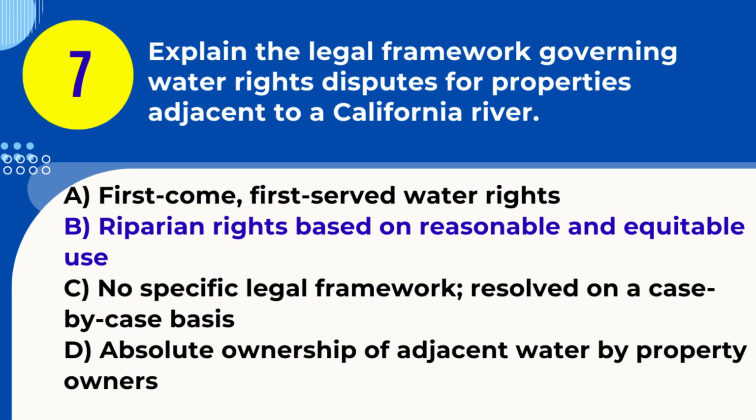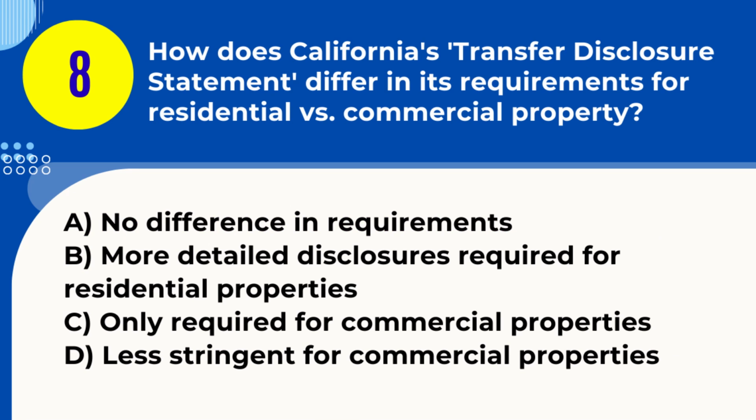Answer: B. Riparian rights based on reasonable and equitable use. Explanation: in California, properties adjacent to rivers are governed by riparian rights, which allow reasonable and equitable use of water, subject to restrictions to protect downstream users.